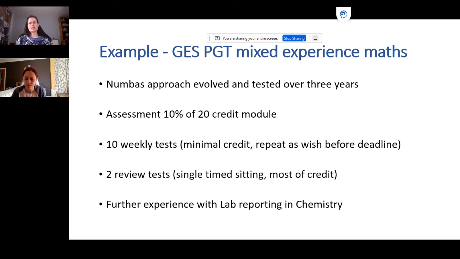Example here of GES PGT mixed experience maths, everything from, I think I've forgotten about sine and cos, to I have a maths degree. 10% assessment of a 20 credit module, 10 weekly tests with minimal credit, repeat as many times as you like, 2 review tests with a single timed sitting where most of the credit was. And I evolved that over about 3 years of tweaking to see how it works and with student feedback. And it's become a really popular part of the course, which when you're dealing with maths first thing on a Monday morning, you don't really expect students to say.